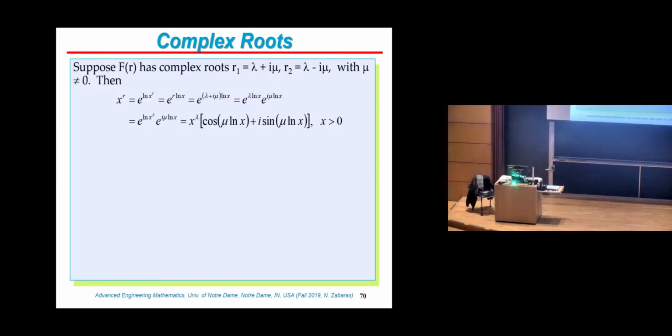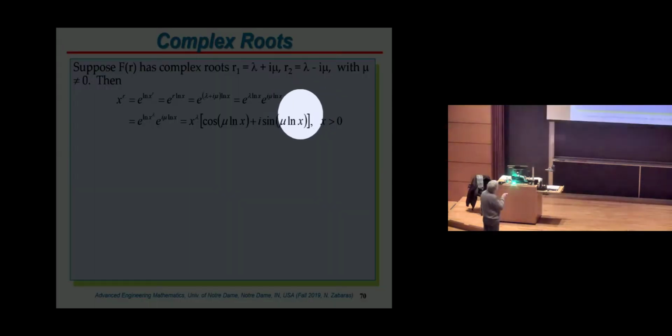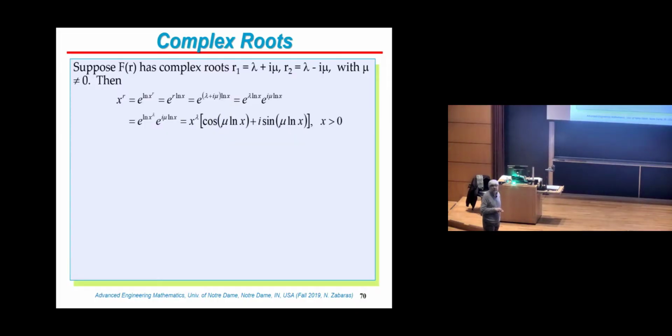So can you give me the two independent solutions for this case of complex roots? What are the two independent solutions for the Euler equation? x to the lambda, where lambda is the real part, times the cosine of mu times log of x, and x to the lambda times the sine of mu times log of x. So suddenly, this famous Euler equation that comes everywhere in physics admits these solutions that look very weird.